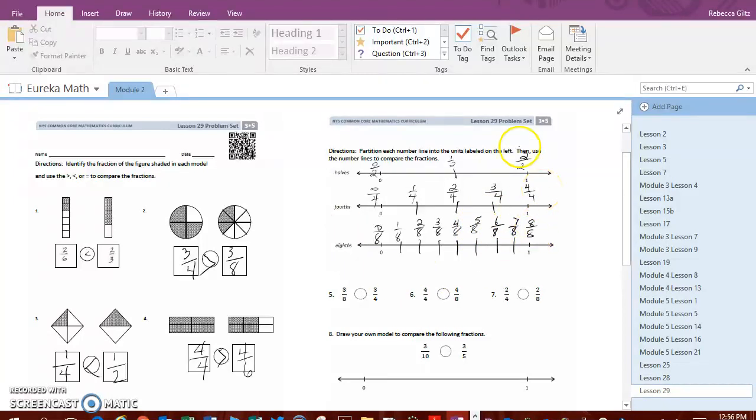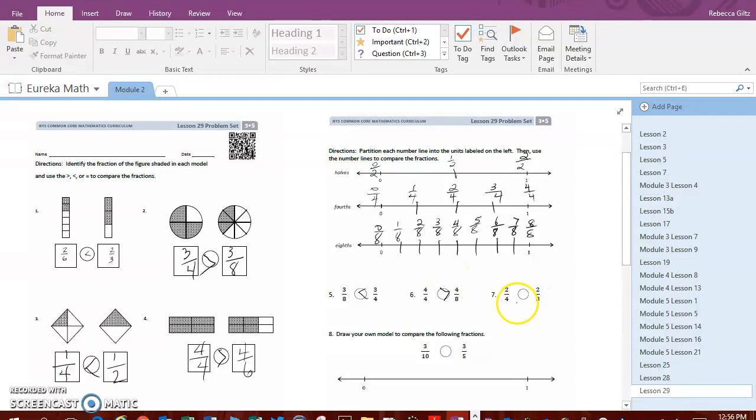So I'm going to use these number lines to help me with these comparisons. So 3/8 and 3/4. Here's 3/8, here's 3/4. 3/8 is closer to 0, so it's less than 3/4. And hopefully you remember that lesson where we really focused in on seeing which fraction was closer to 0. Here we've got 4/4, which I know is 1 whole, and 4/8, which is right here halfway between. So 4/4 is greater than 4/8.